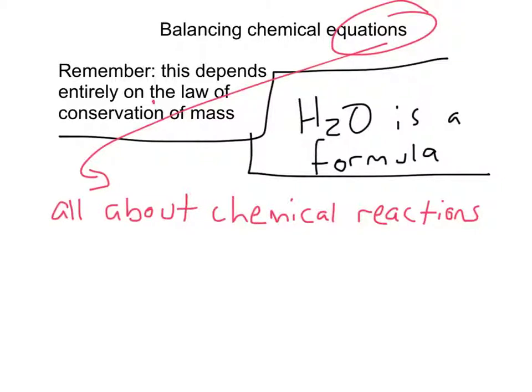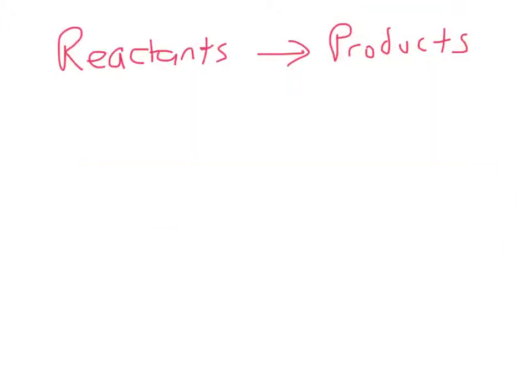So when we are talking about chemical equations, it is literally a description of a chemical reaction. And I like to abbreviate chemical reaction with that little R and all that. It's a lot easier than writing out reaction. Chemical equations are descriptions of chemical reactions. So chemical equations are always in this form.